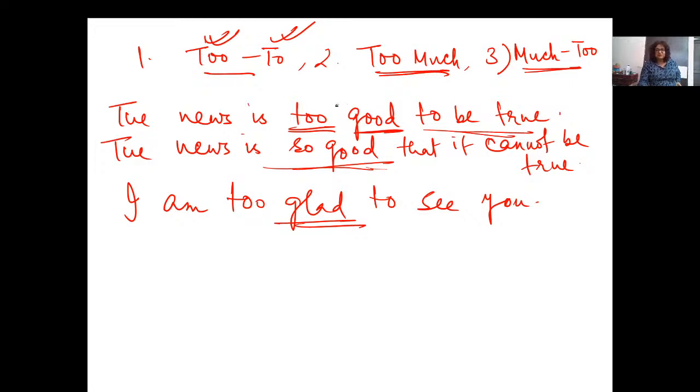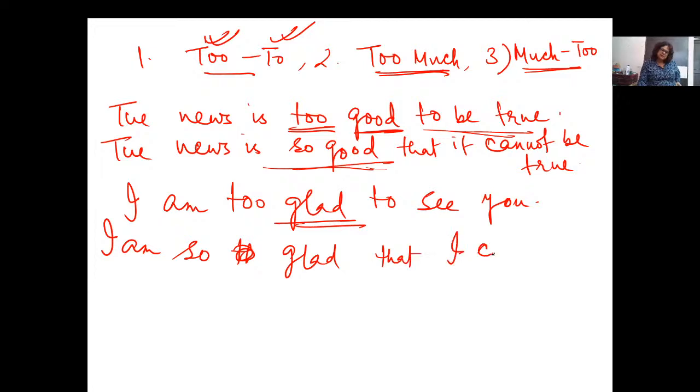If you expand this sentence by so and that, what will be the meaning? I am so glad that I cannot see you. Understand? I am so glad, मैं इतना ही खुश हूँ जो मैं तुम्हें देख नहीं सकती. This is the meaning of this sentence. Is it clear or not? The news is too good to be true. This news is so good that it cannot be true. इतना ही अच्छा है जो ये true नहीं हो सकता.